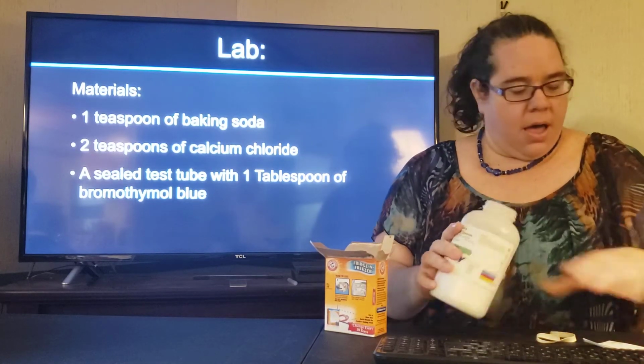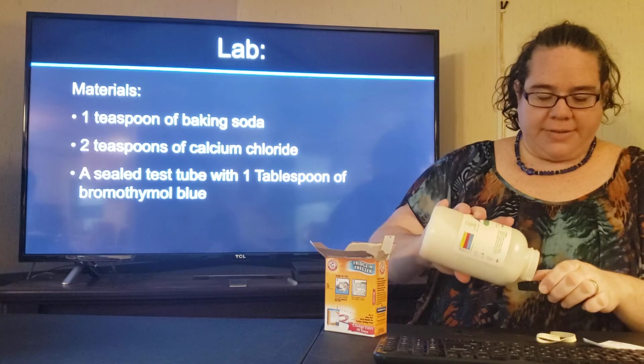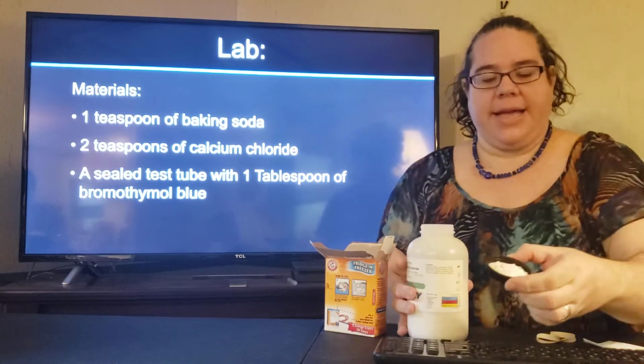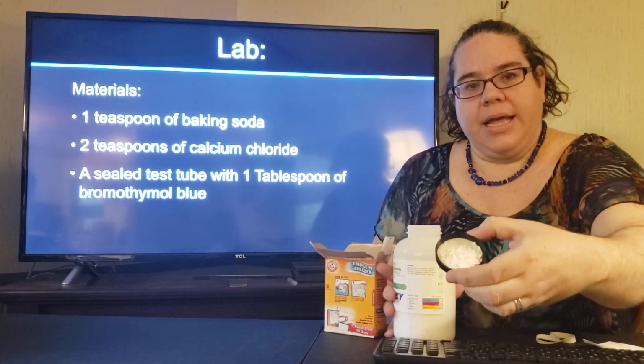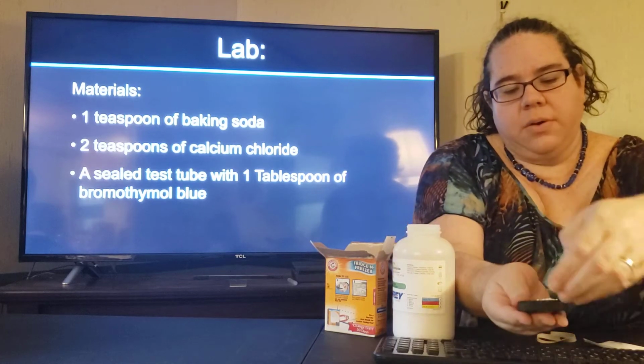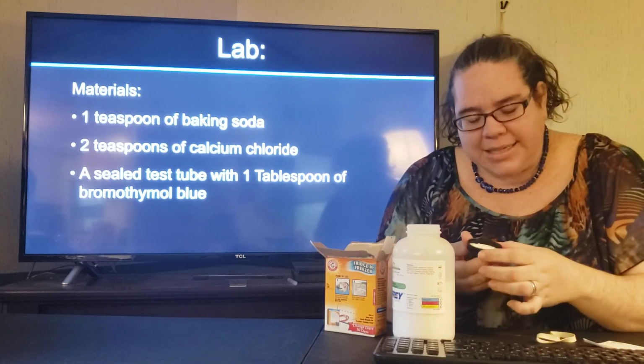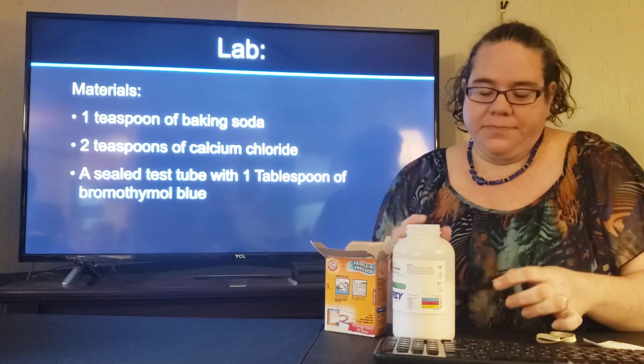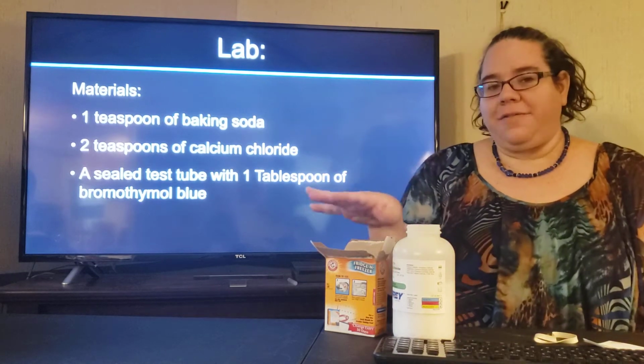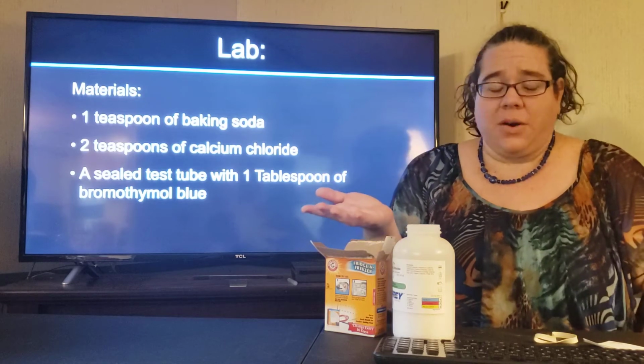And let me pour out a little bit so you can see it. Okay. It is like these tiny little pieces, and they're like flat, and it's white. So that's calcium chloride. So we have 2 substances, 2 materials that are white.